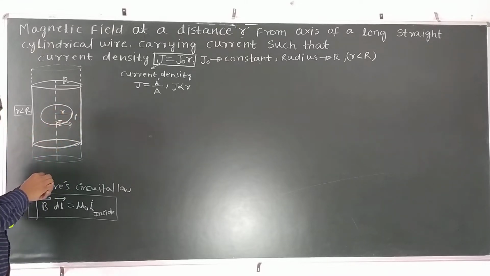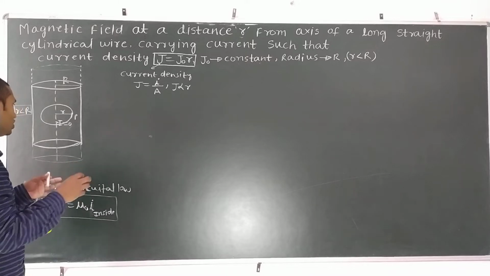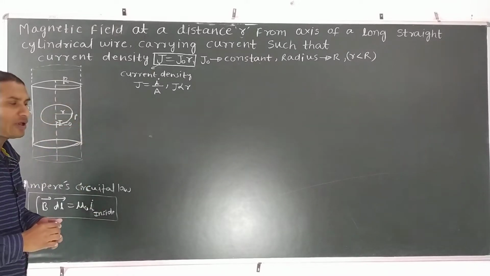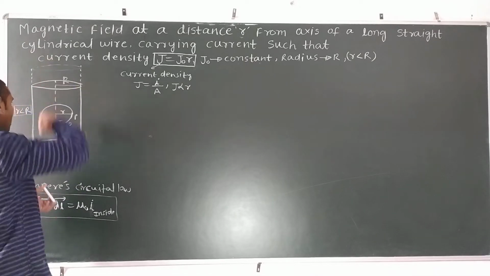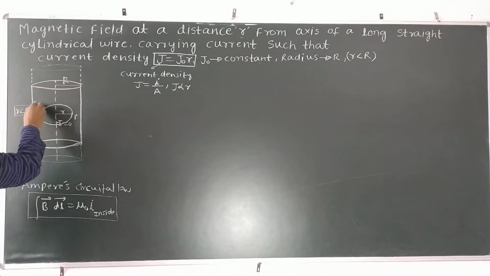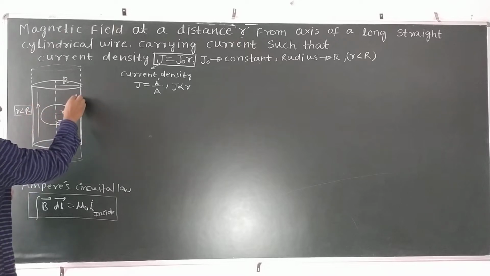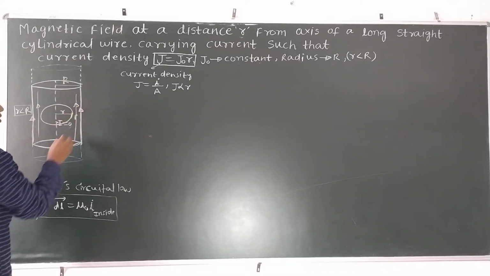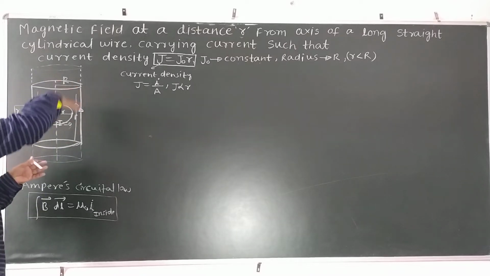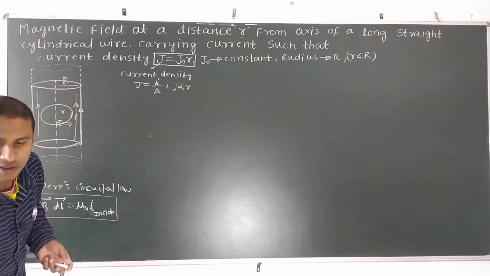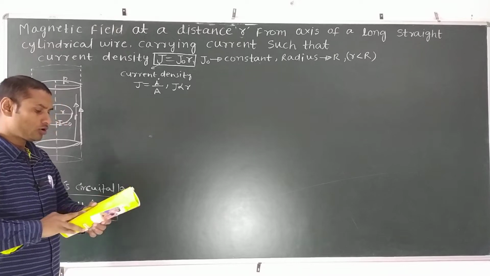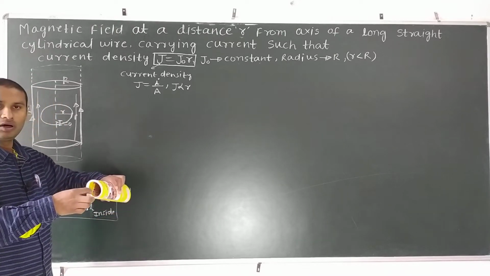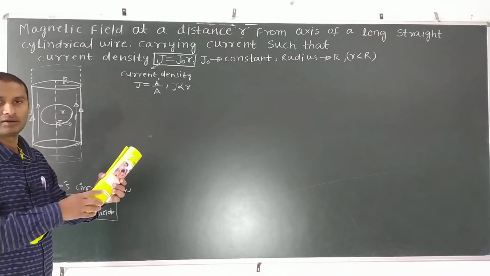This loop is to be considered in such a way that it crosses the point where you want to find the magnitude of the magnetic field. Current is present inside the loop as well as at the surface. The current is present throughout the whole cross section, meaning inside the wire as well as at the surface of the wire.